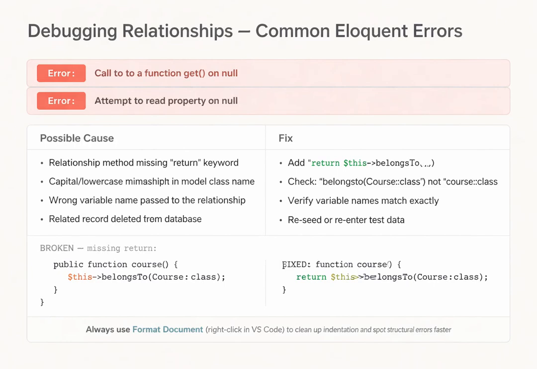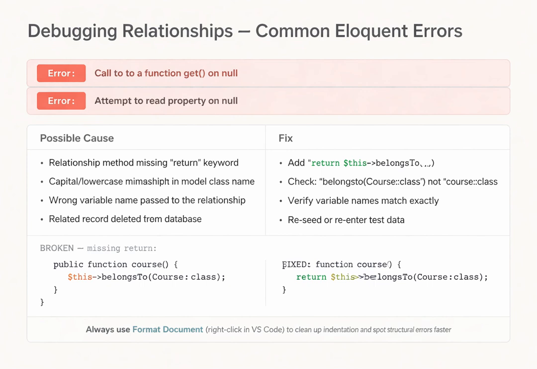During the live debugging session, a few common Eloquent relationship errors came up that are worth understanding clearly. The first one: if you define a relationship method in your model but forget to write the return keyword before the relationship call, the method returns null silently. Then when you try to call .get on that null value, you get a cryptic error. Always make sure every relationship method has an explicit return statement.